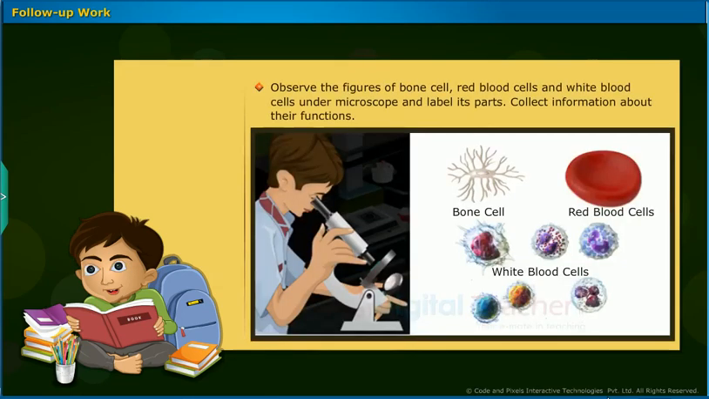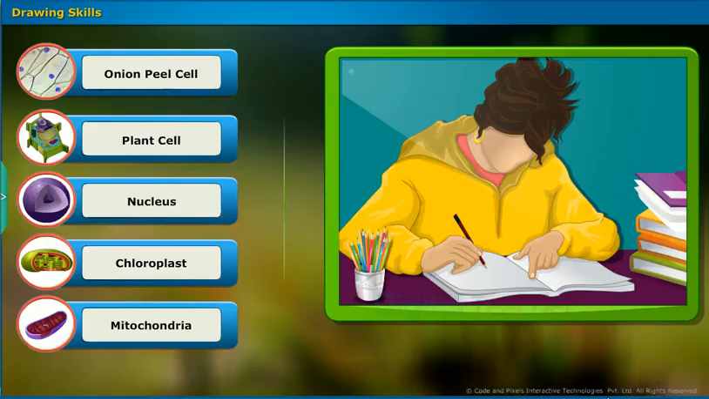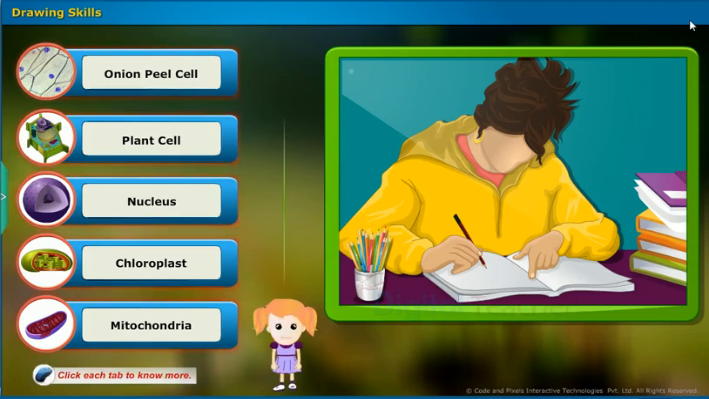Observe the figures of bone cell, red blood cells, and white blood cells under a microscope and label their parts. Collect information about their functions. Drawing skills. This section helps you to sketch images in a step-by-step manner. Click each tab to know more.